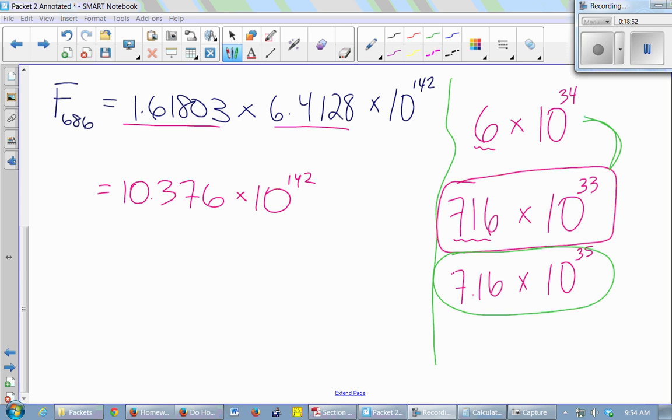In the pink, that says 716. And then I changed it to 7.16 and adjusted the exponent to account for that. It's true, it would be equal. So if I wrote 71.6, that would be 10 to the 34th. I would have to adjust the exponent.